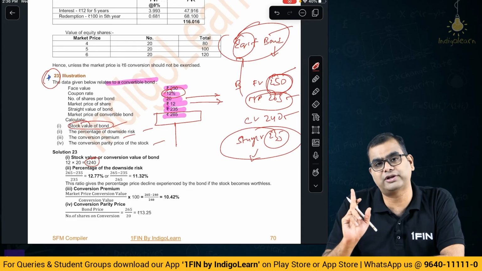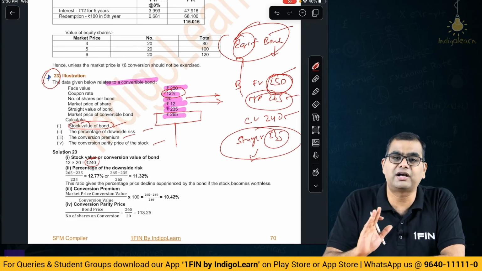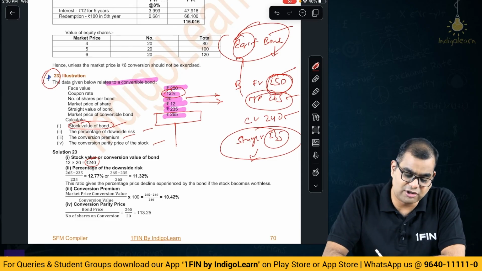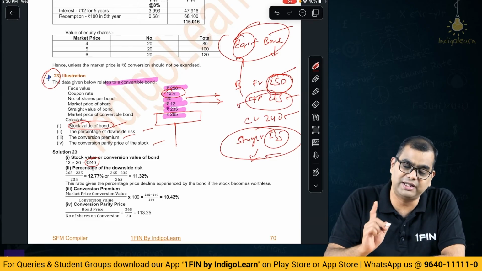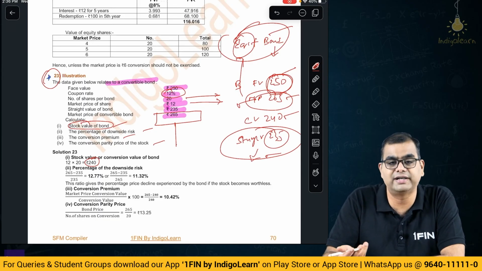When I say clean, don't go back to dirty price, clean price. I am referring to clean here in terms of excluding the conversion option. So, without the conversion option, it is 235. With the conversion option in the market, it is 265. Now, you may ask me, sir, how do you know it is? Where will I get this 235?